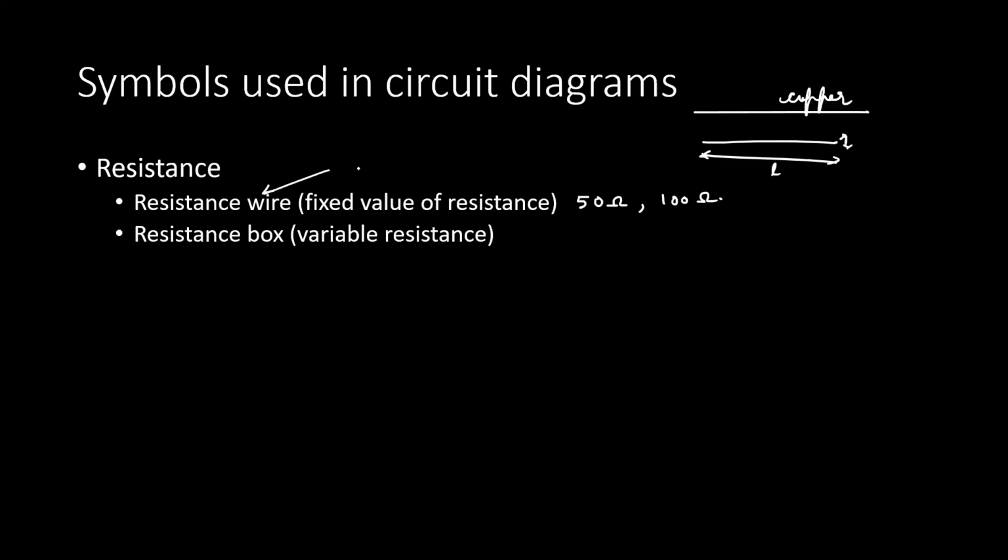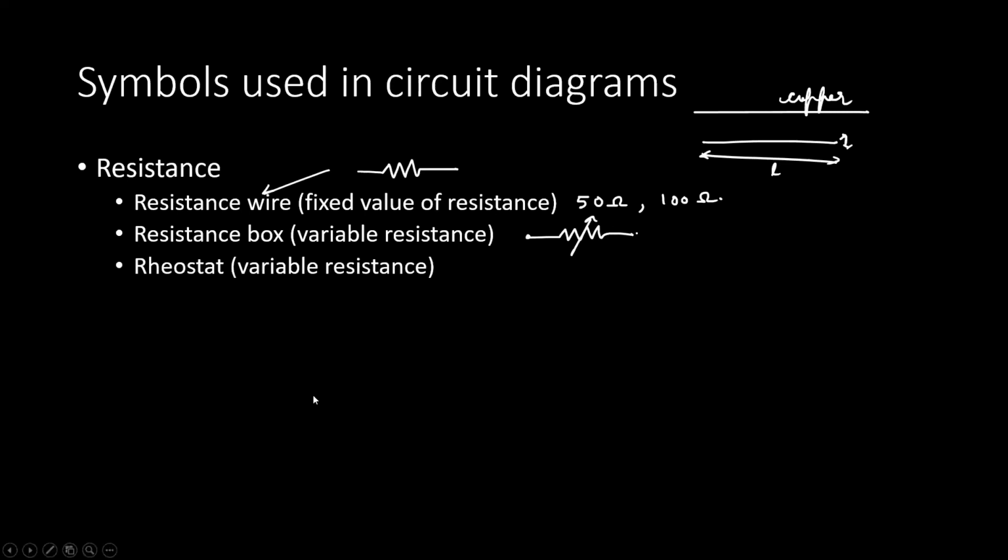A fixed value resistance is denoted just by this arrangement, while for a resistance box, you have an arrow symbol. So that shows that it is variable.